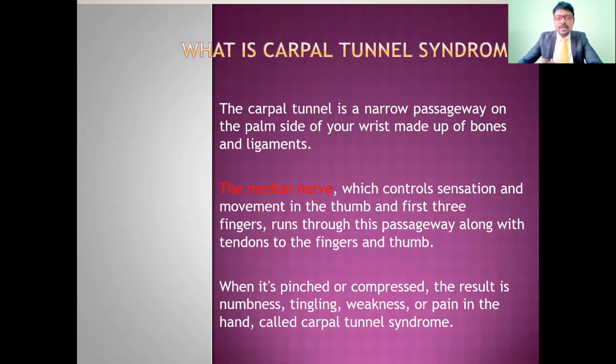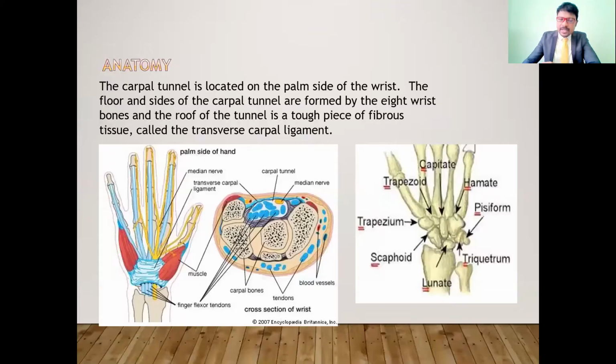Carpal tunnel syndrome. Carpals means the wrist, the bones in the wrist joint. Tunnel means there is fibrous tissue, the flexor retinaculum. The structures in the tunnel are going to be inflamed and compress the median nerve. If you see here, this is the tunnel, and if you open the cross section, above it is the fibrous tissue, the flexor retinaculum.